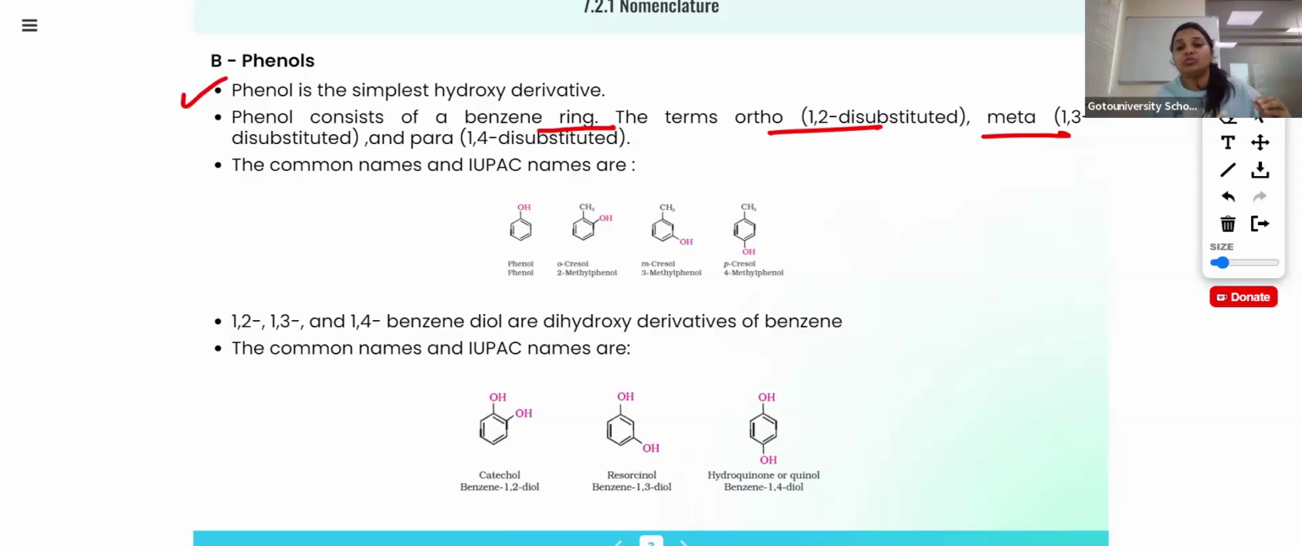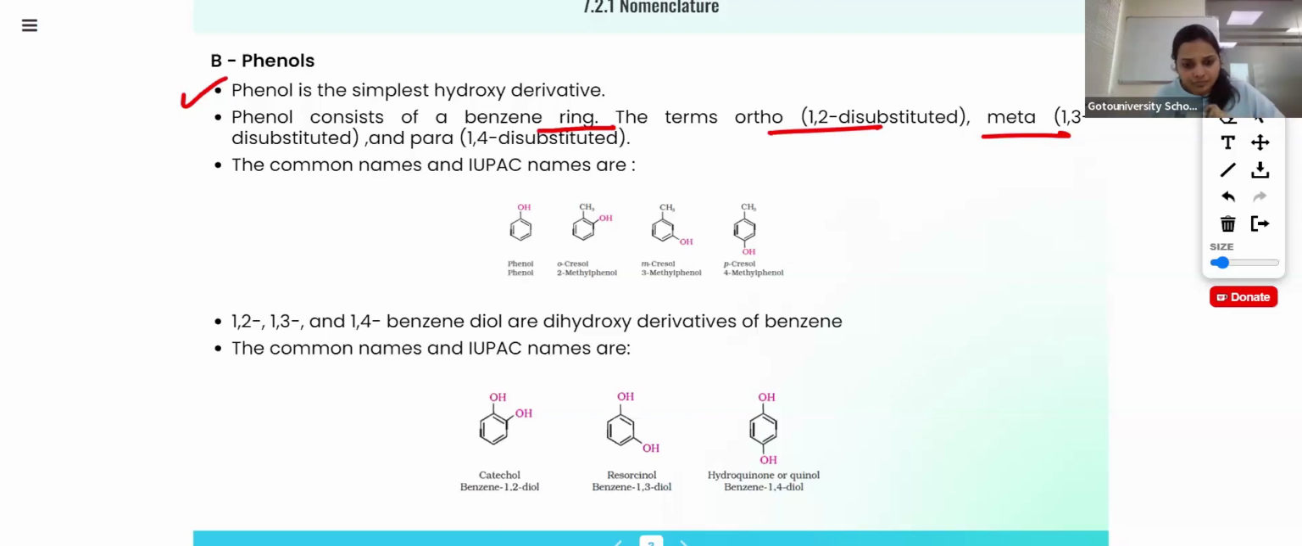So you can substitute the hydrogen of the phenol molecule with any other group like a methyl group, then it will be cresol: ortho cresol, meta cresol. See, here OH and CH3 are adjacent, that is ortho. Because this CH3 is in the meta position, so meta cresol. This is the para position, para cresol.